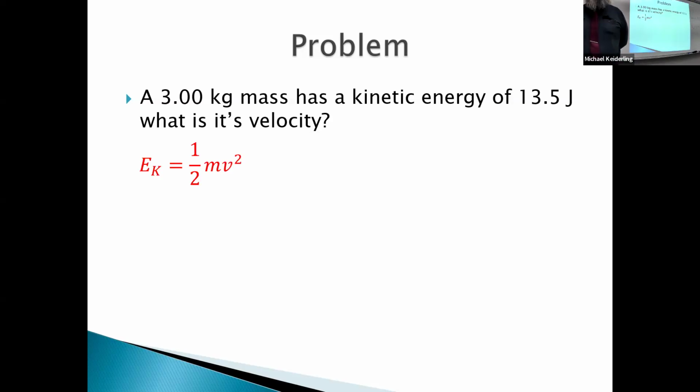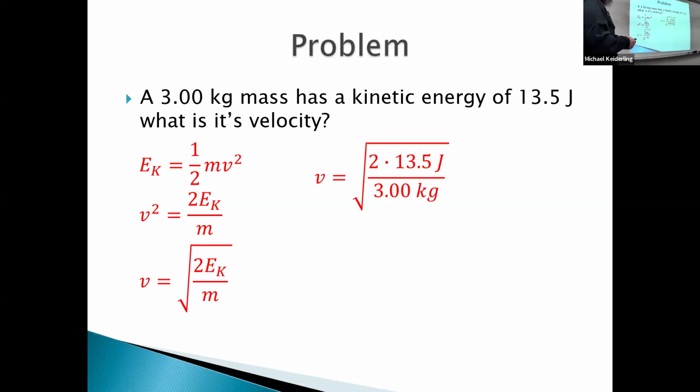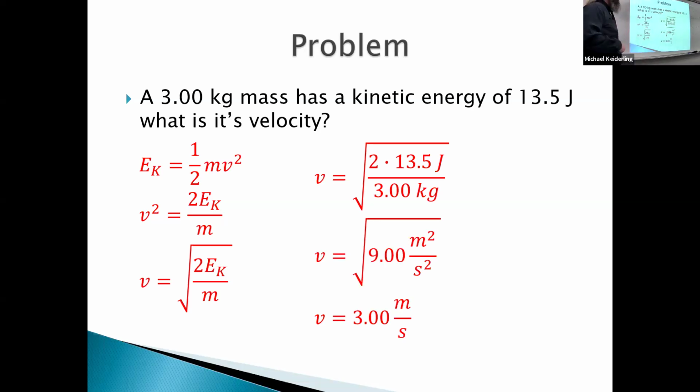So kinetic energy is 1/2 mv squared. So we can multiply by 2 and divide by mass to isolate v squared. So v squared equals 2 times kinetic energy over mass. So v is the square root of 2 times kinetic energy over mass. So 2 times 13.5 joules over 3 kilograms gives us 9 meters squared per second squared and a velocity of 3 meters per second.